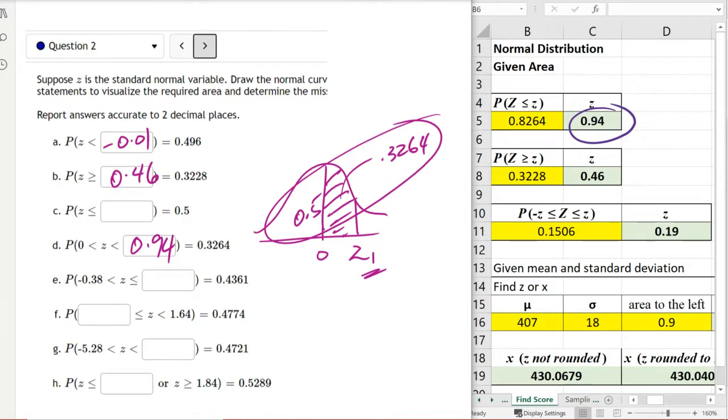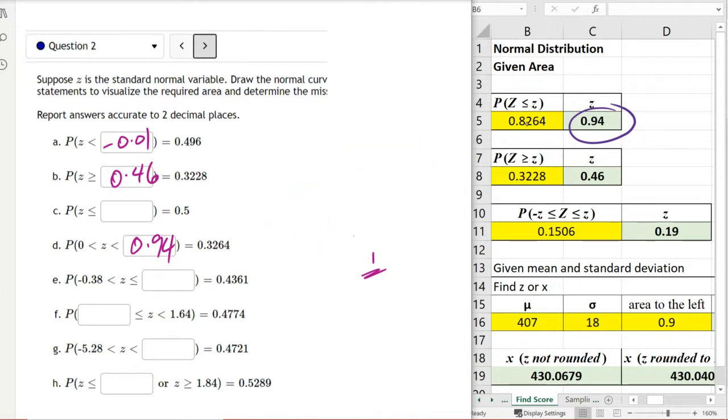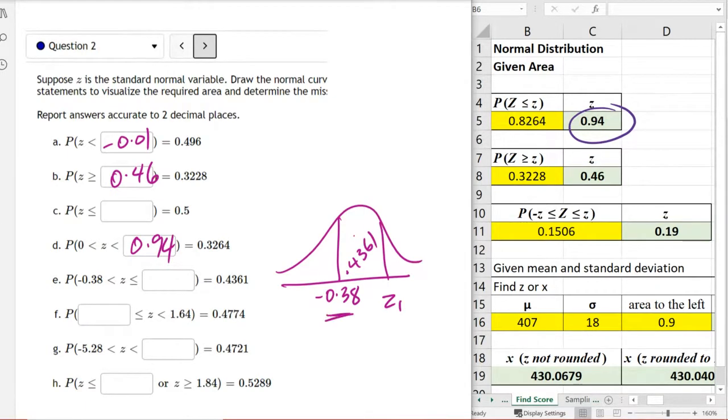So the next one is similar. We do the same thing there. We're looking for the area. We have a negative 0.38 on this side, and then we have some other Z value. We don't know where that is, somewhere there to the right, and we know that the area between them is 0.4361, and we're looking for this Z1 over here. Okay, so what we can do is find the area below this negative 0.38 and then add it to this area here.